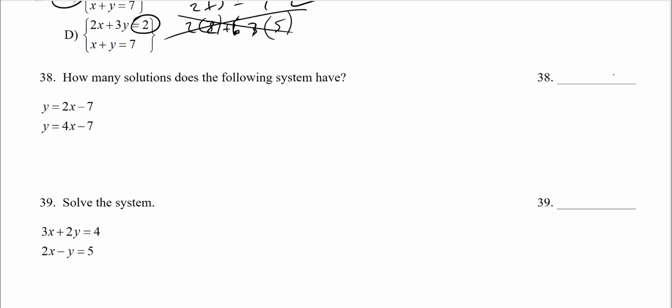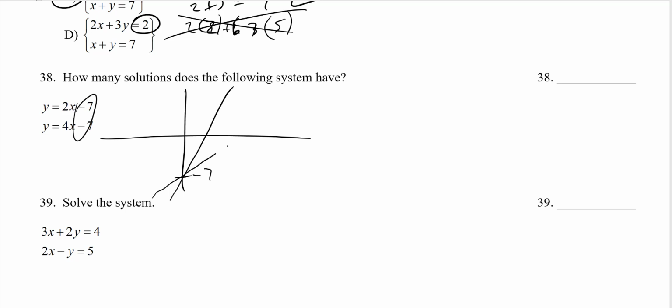So how many solutions does this have? This is kind of an observation. Guys, if the slopes are different, and they both intercept at negative 7, but the slopes, one is 2 and one is 4, they're only going to cross one time.